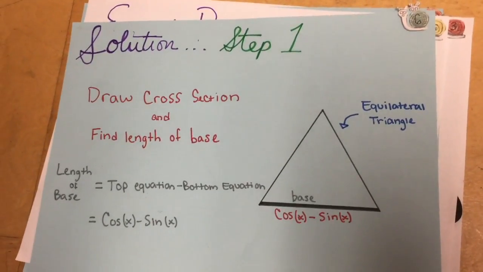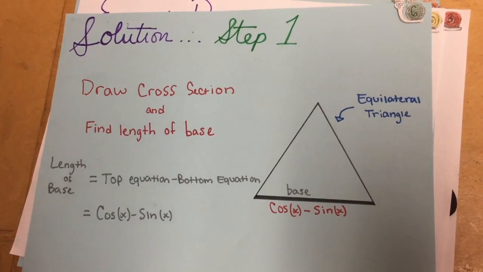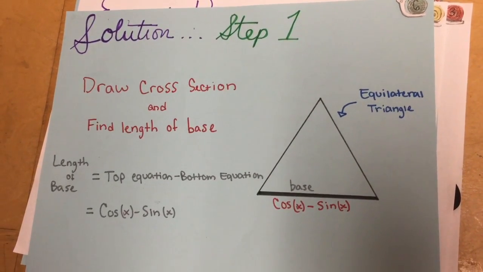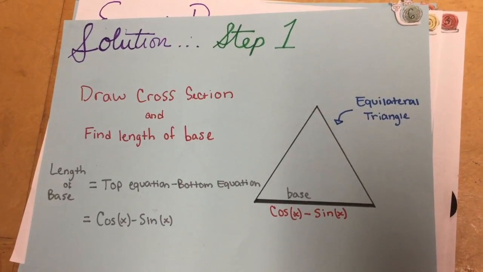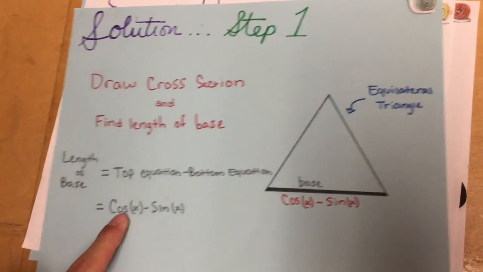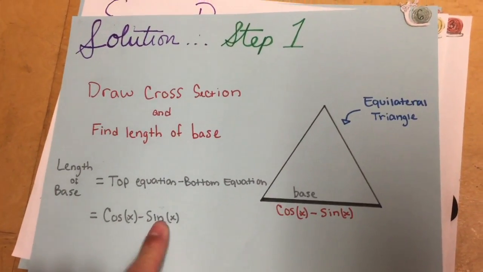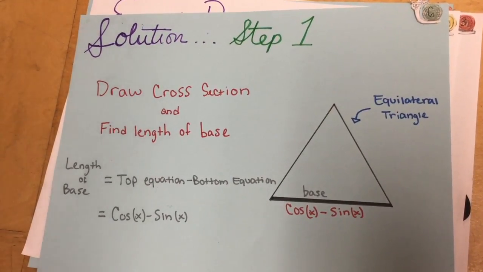So the first step to solving this problem is to draw the cross-section and find the length of the base. So the length of the base is defined as the top equation minus the bottom equation. So in the picture that we saw in the last step, we noticed that the top equation was cosine of x and the bottom was sine of x. You can also find this by graphing the two equations on your calculator.